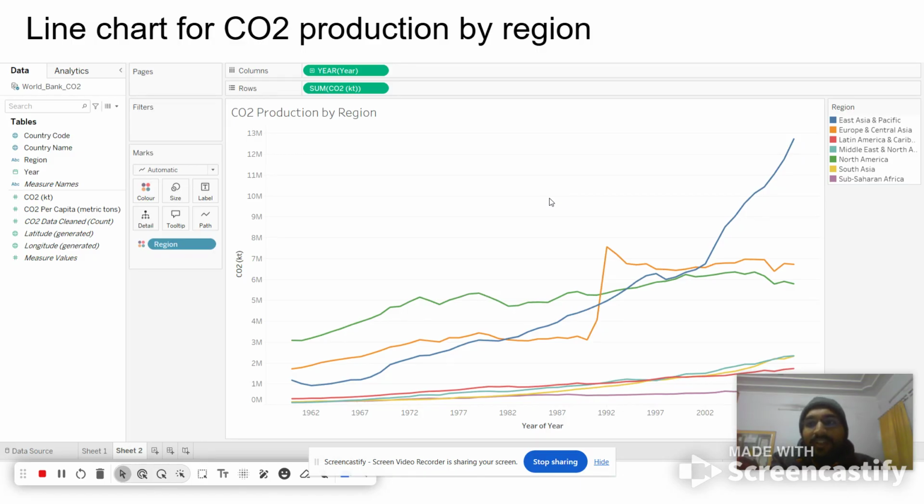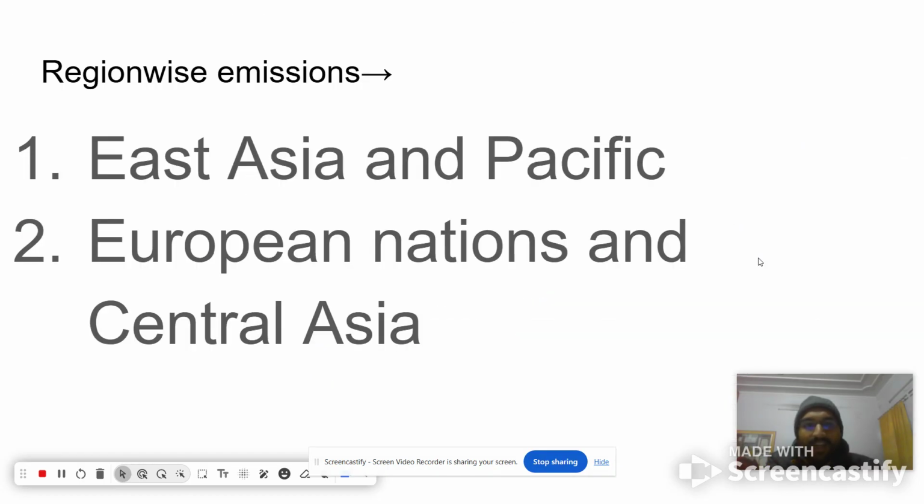Now using that, when I draw it in Tableau, I see that the region which has the highest amount of emissions is this blue line that is going on, and secondly is the orange line. So these two have just crossed the limits, and you can see that the East Asia and Pacific region is there, and secondly European nations and Central Asia. Now this is region specific.